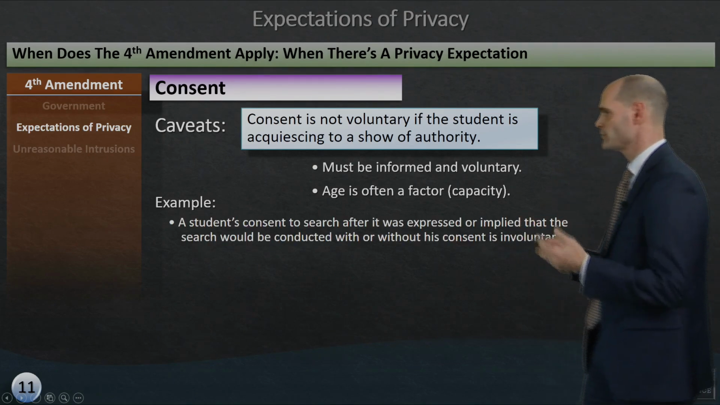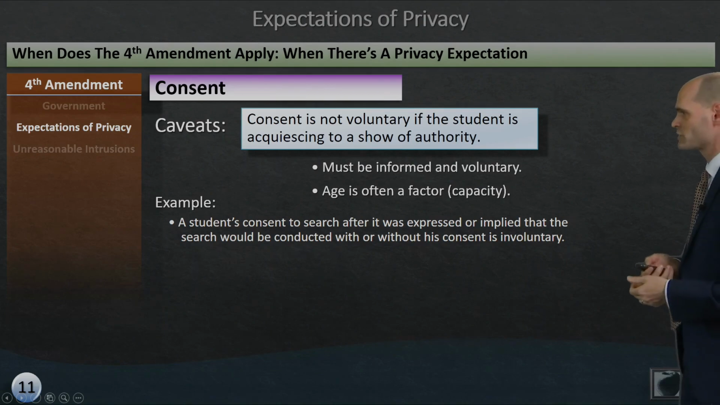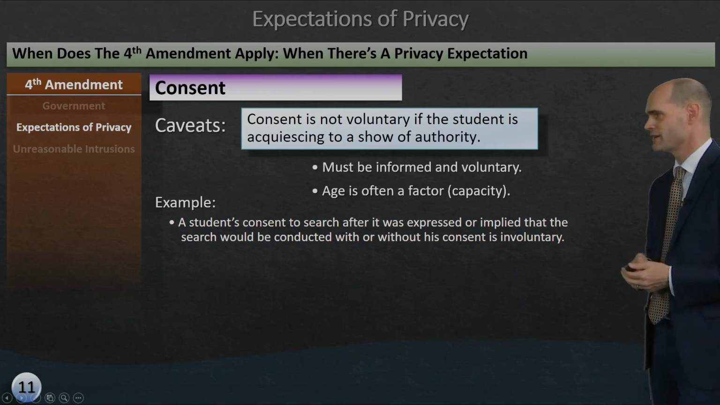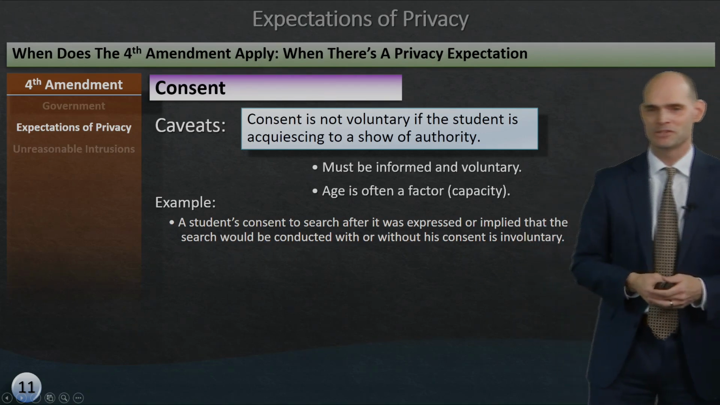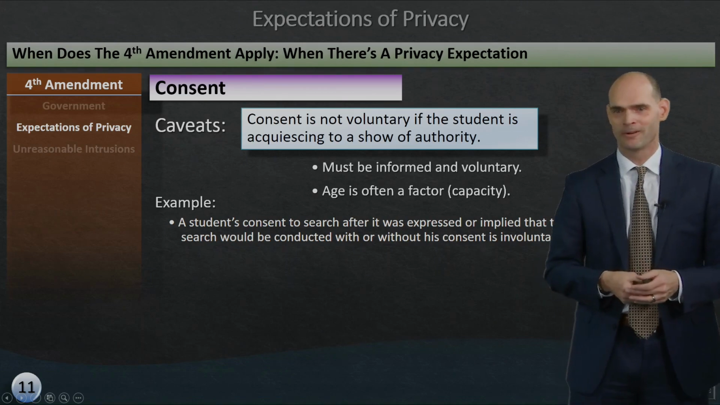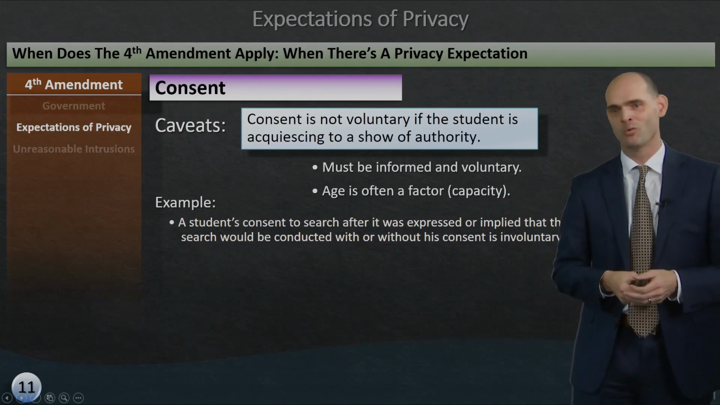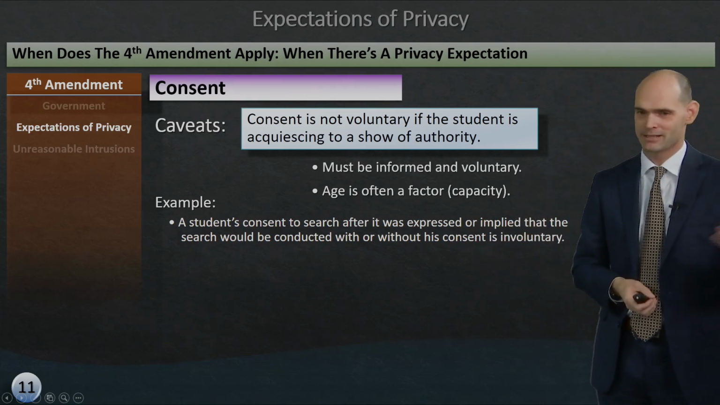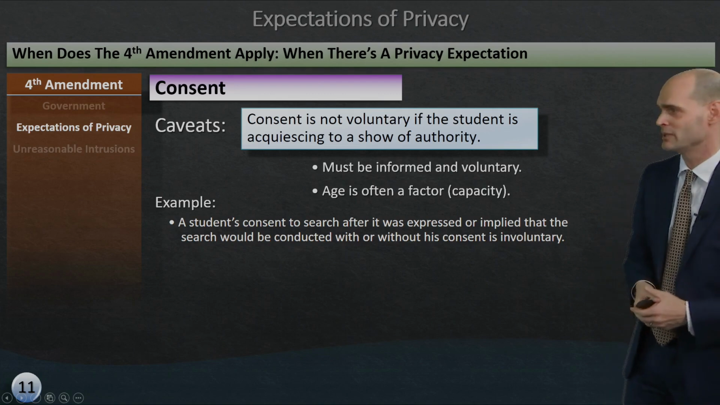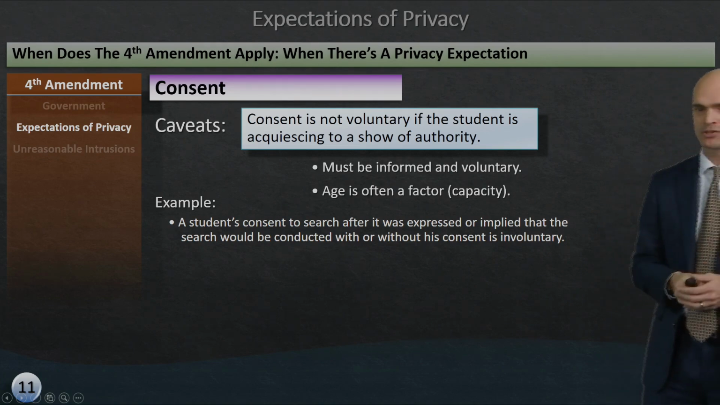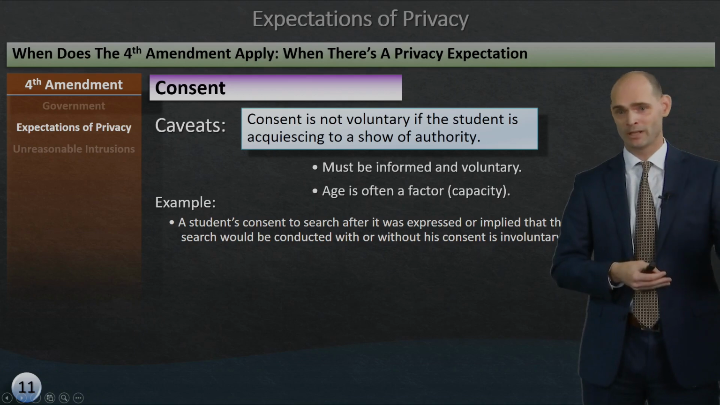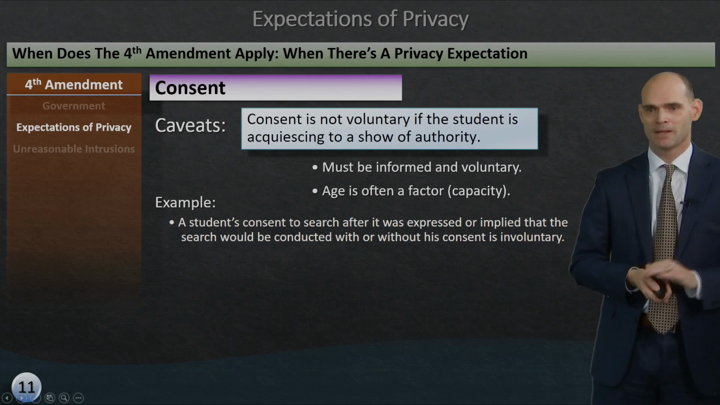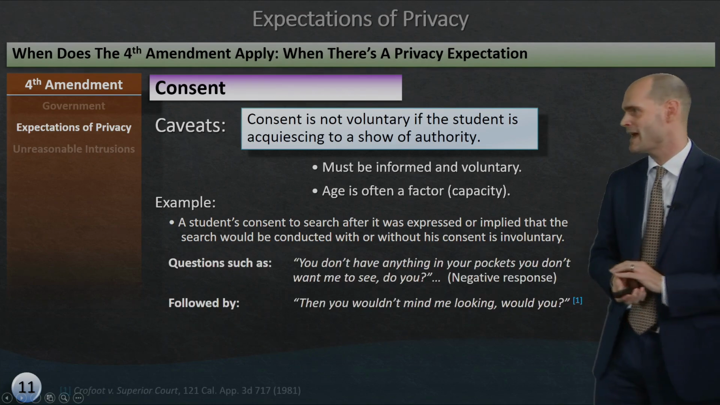So just some examples, right? A student's consent to search after it was expressed or implied that the search would be conducted with or without his consent is involuntary. It cracks me up. How many movies are there out there where the cops show up at the door and they go, you're going to let us search, or we have to go get a warrant, right? Totally invalid, the consent. You just invalidate the consent by doing that, okay? By putting them in that position. So definitely, don't ever do that. We'll look at one case where that happens. Fortunately, it didn't matter because there were other bases for the search, but just, don't do that.